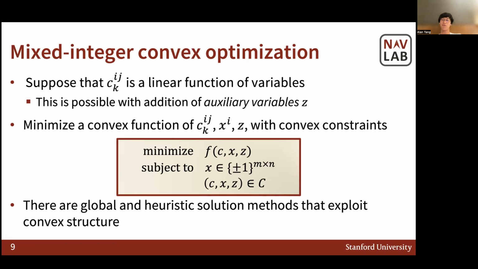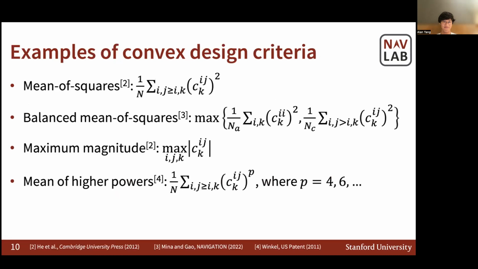We refer to a problem of this form as a mixed integer convex optimization problem. This is because we have a mix of continuous auxiliary variables and integer valued binary variables. And if we relax or remove the binary constraints, then we are left with a convex optimization problem. Later, we will discuss solution methods for mixed integer problems, which can exploit a convex structure. But first, we will see some example design criteria in the literature which fit into this framework.